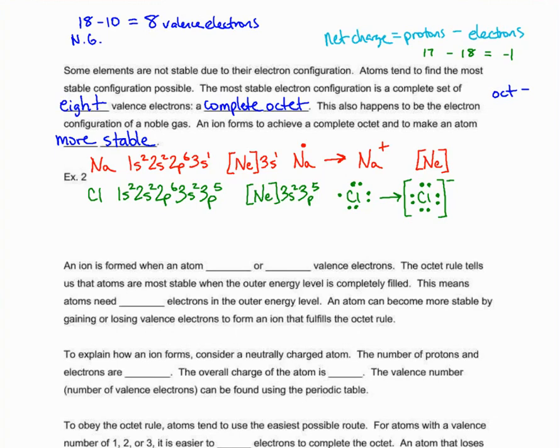And you have a noble gas that has 18 electrons. So we look at our periodic table, and it is argon. And so we could say the electron configuration of this chloride ion has the electron configuration of argon.